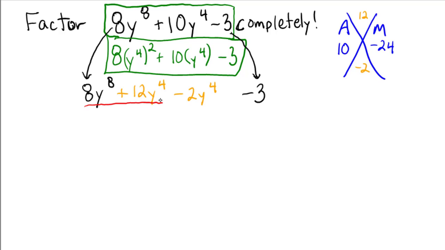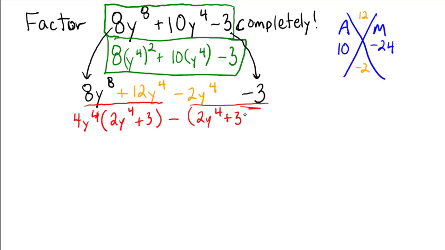In the first couple of terms, you can see that there's a common 4 that we'll pull out, and a y to the 4th, which would leave you with 2y to the 4th plus 3. And then in the second couple of terms, you'll see that their common piece is a minus sign, which leaves you with 2y to the 4th plus 3. So overall, we have a 2y to the 4th plus 3 that's common, so we can pull that out in front and say 2y to the 4th plus 3 multiplied by the quantity 4y to the 4th minus 1.